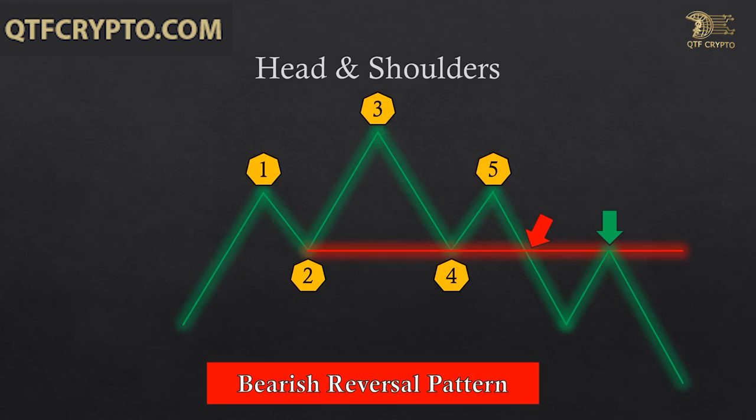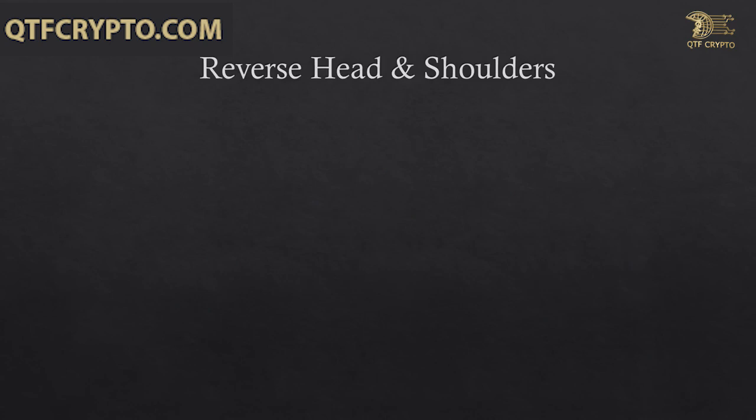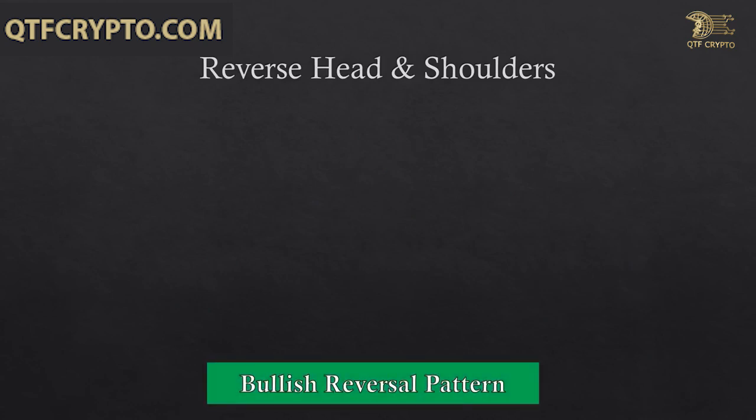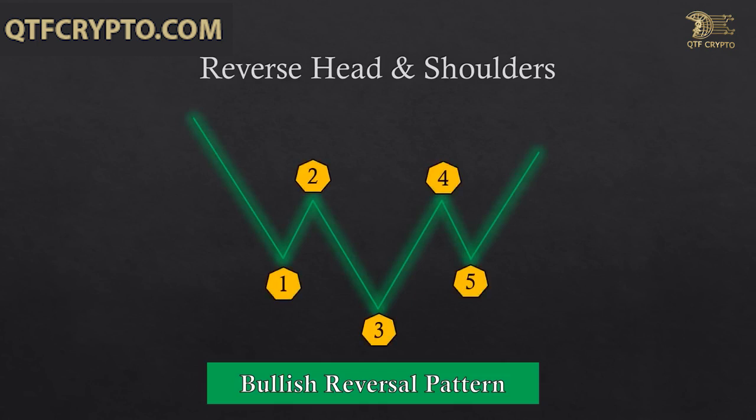Next in line we have the reverse head and shoulders pattern, which works in a similar way to the standard head and shoulders. But the reverse version is a bullish reversal pattern while the standard version is a bearish reversal pattern. The reverse head and shoulders pattern has the same configuration as the standard, but the pattern is upside down. We have a lower low followed by a higher low.